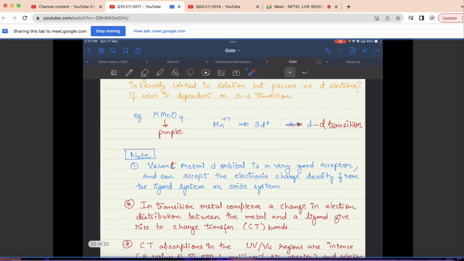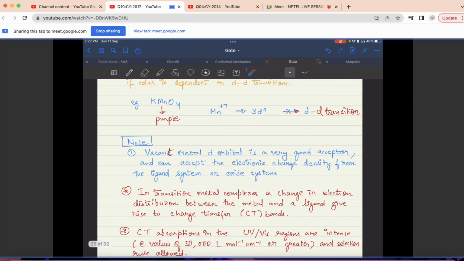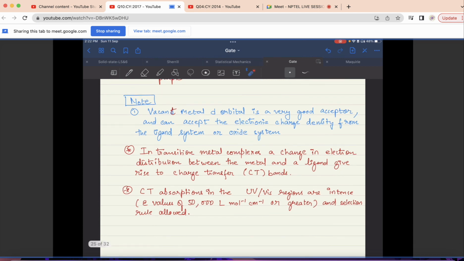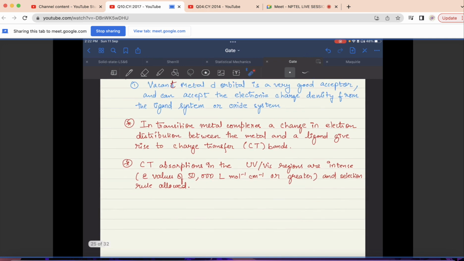In transition metal complexes, change in electron distribution between the metal and a ligand gives rise to charge transfer CT bands. Okay, and these CT absorptions lie in the UV region and are intense, where the selection rules are actually allowed. So these have an epsilon value of up to 50,000 or greater.